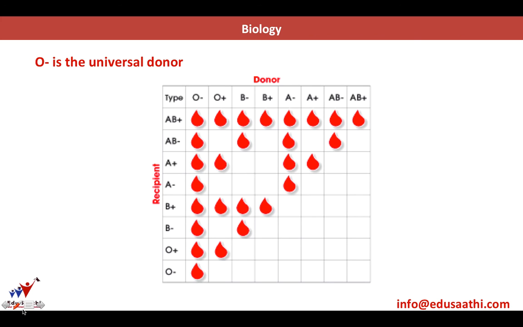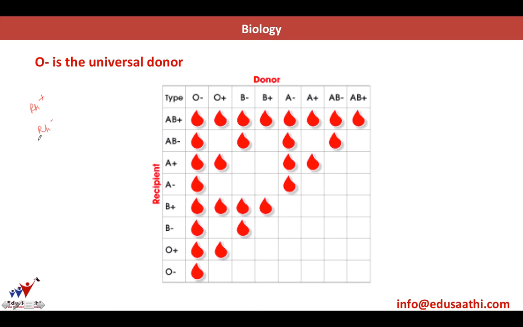Okay, coming to the RH factor. Now, what is this RH factor? RH factor can either be positive in the person or negative. In case the RH factor is present in the blood, it is known as RH positive. In case that factor is absent in the blood of the person, that person is known as RH negative.